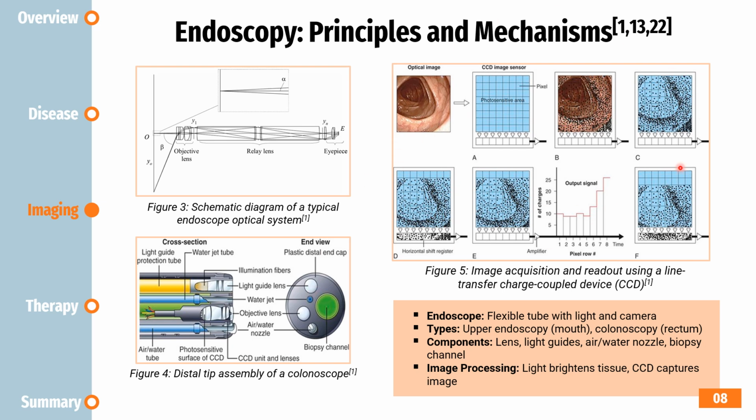Image detection and processing begin with the built-in light source illuminating the internal tissue. The objective lens at the distal tip of the endoscope focuses a detailed image of the illuminated area onto the CCD sensor, which consists of a grid of light-sensitive pixels. Each pixel detects the brightness of the incoming light and converts it into an electrical charge through the photoelectric effect. These charges are stored and sequentially transferred through the CCD, where they are processed and converted into a digital image.